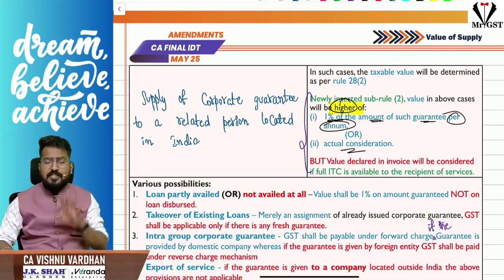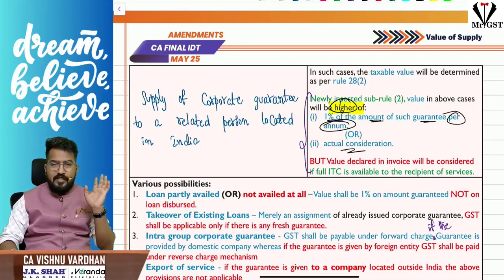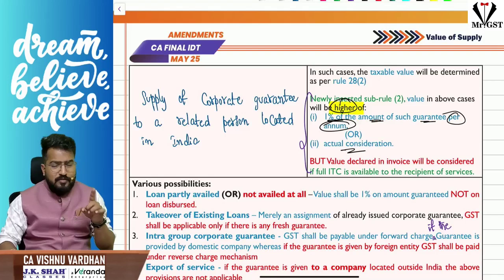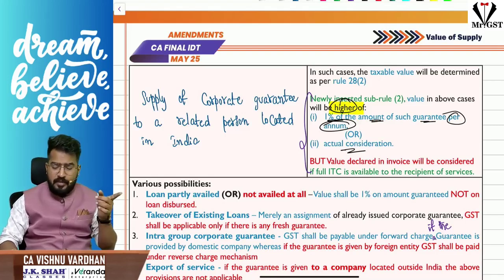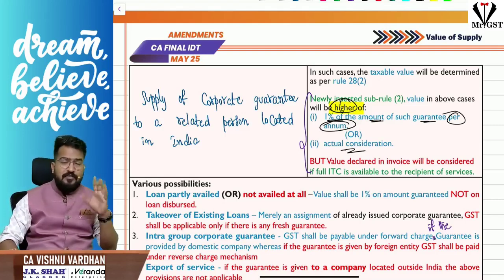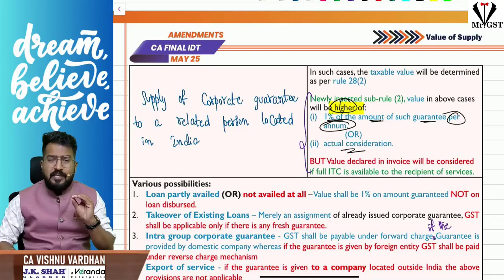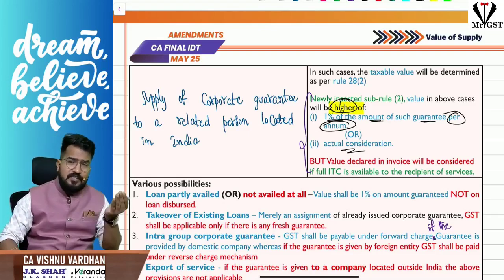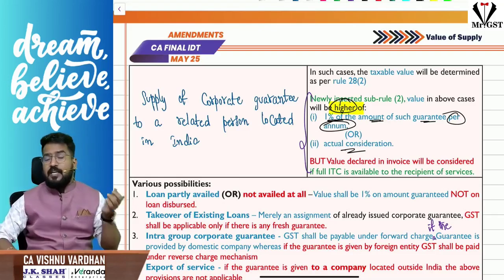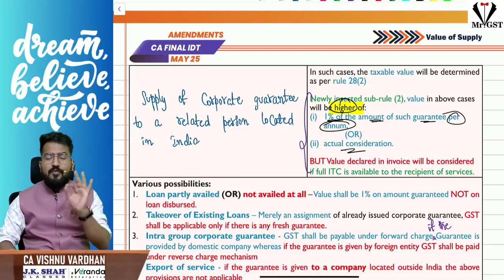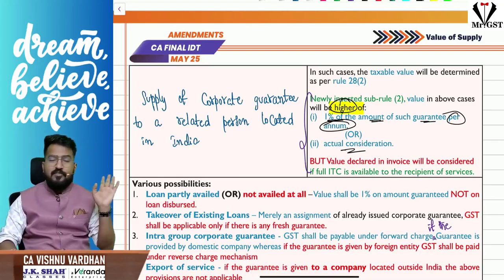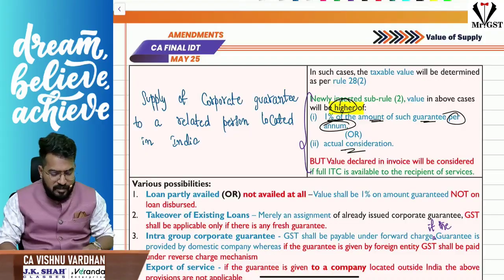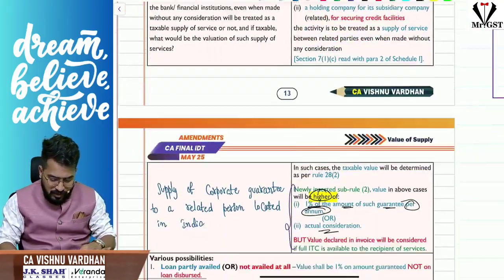The value of supply is 1% of the guarantee given, or the actual consideration. So 1% of the amount of such guarantee given per annum, or the actual consideration, whichever is higher, will be taken. Here another interesting thing is, if the recipient who is taking the guarantee is eligible for 100% ITC, whatever consideration they are charging will itself be taken as the value of supply. I will simplify it even further with an example. Here there is an example given.